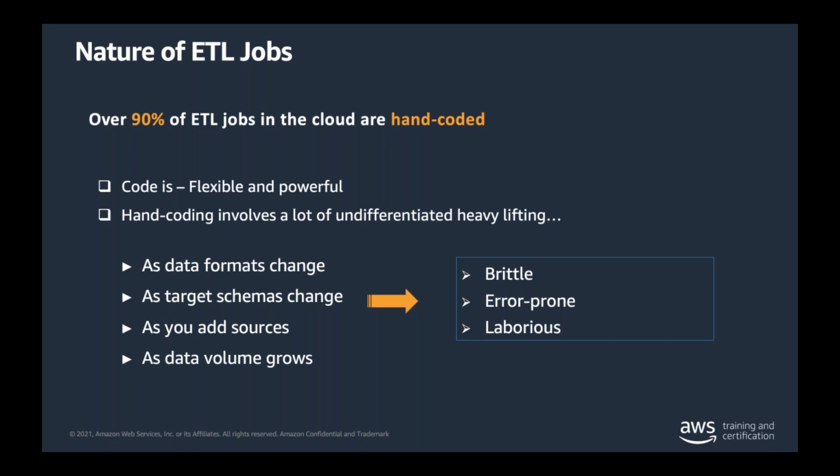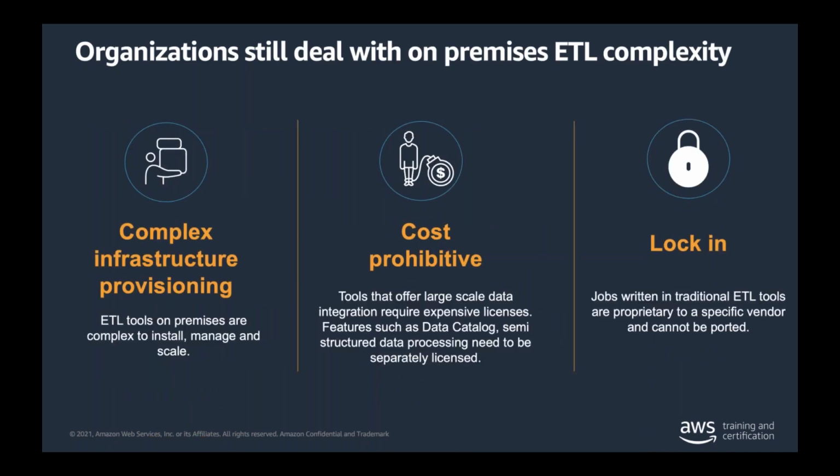But on the not so bright side, hand coding your jobs usually requires a lot of heavy lifting. Not to mention that it makes systems brittle and error prone, especially when data format changes, when the schema changes, or when you add new sources to the system, for example. But even with all these challenges and the risks involved, customers still continue to hand code their ETLs. And probably one of the big reasons behind that is that many customers are still using on-premise ETL infrastructure to process their ETL pipelines.